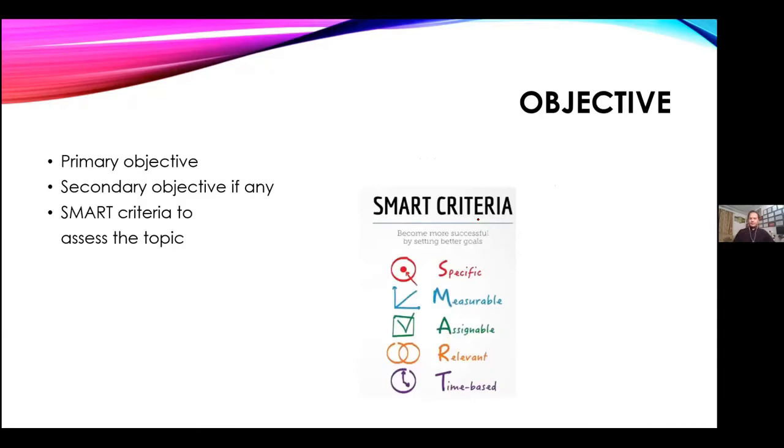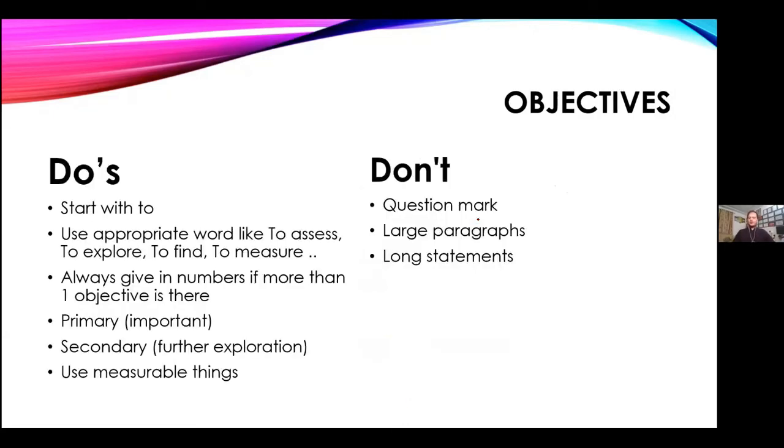I have given great detail on objectives, but I will tell you what to do and what not to do. In objectives, do start with the words to explore, to find, to see, to assess. Always give numbers if more than one objective is there. Never give bullets. Give the number. Give your main objective first, then the related objectives later.